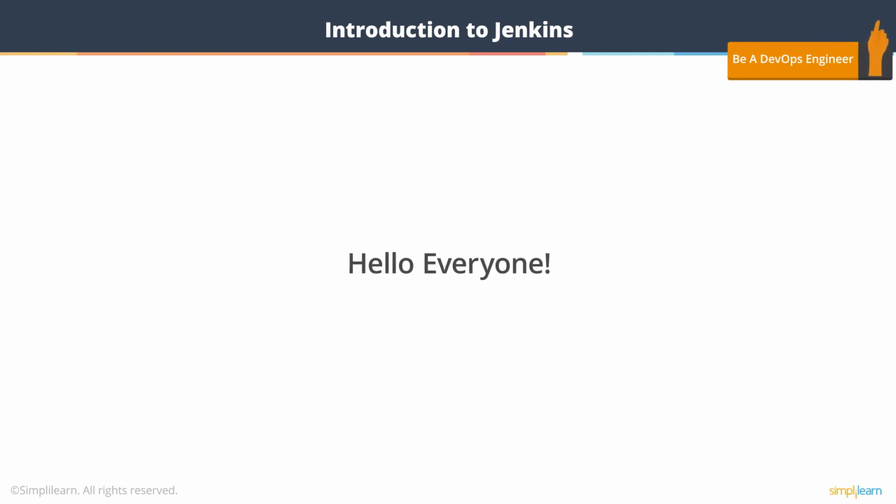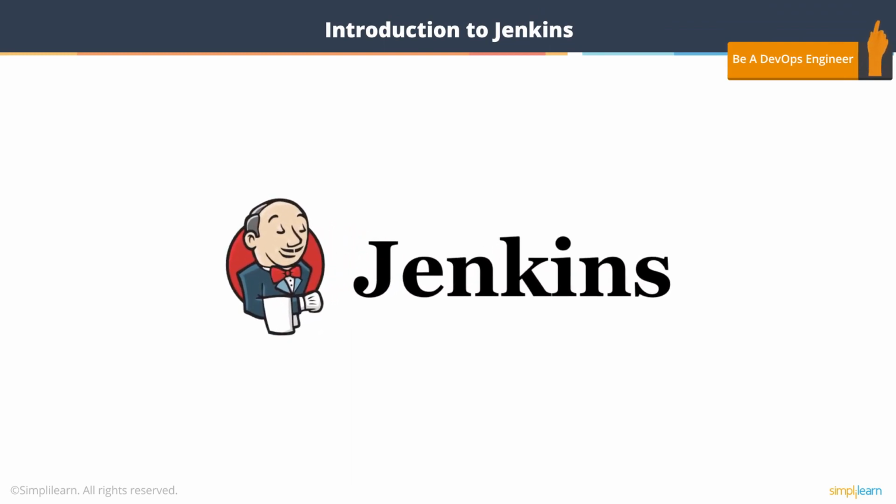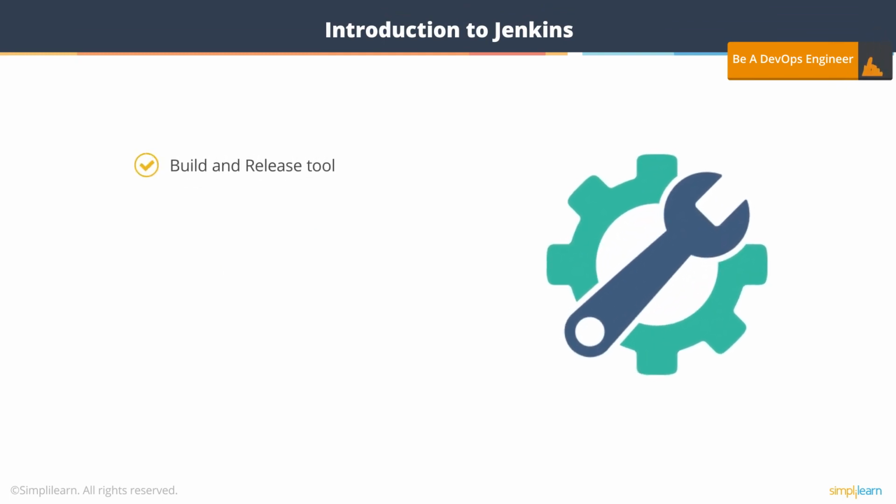Hello everyone. Let's have a look at the introduction of Jenkins and what it is basically. Now Jenkins is primarily a build and release tool. It was written by the original community as a build and release tool. They did not target it as a continuous integration, continuous deployment, or an orchestration tool. It was simply used for releasing builds to production.